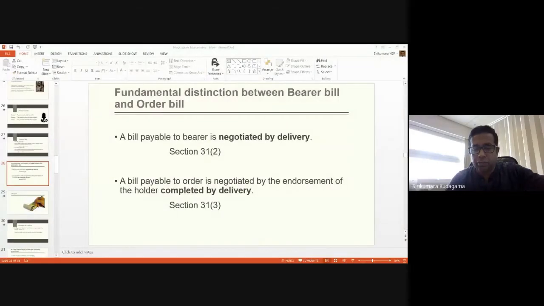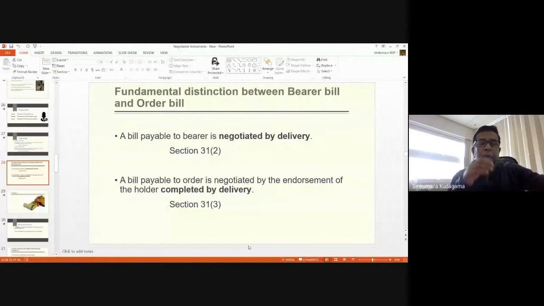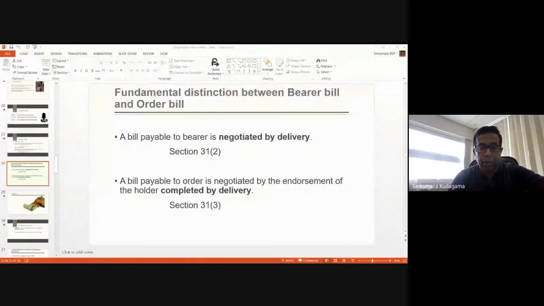I think we are on the next slide. The fundamental distinction between a bearer bill and an order bill. This is connected from the previous slide. When there is an order bill, the operation of it is basically different to the operation of the other type. Order and bearer bills are working in two different ways.